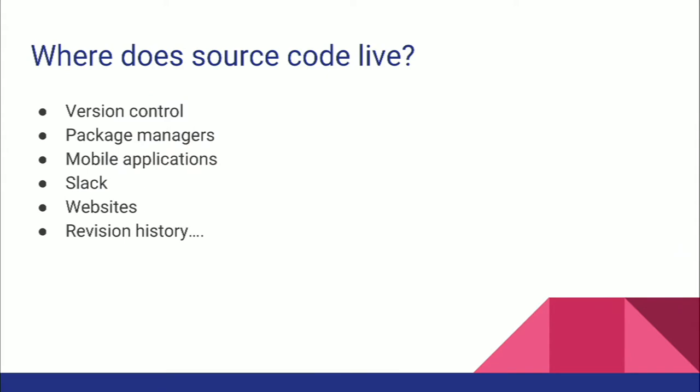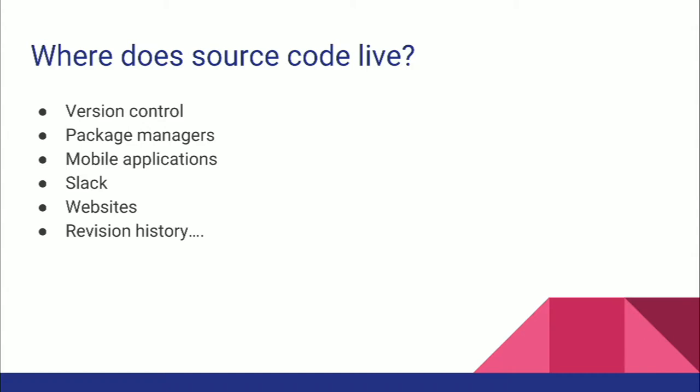So at a high level, when we think about where source code lives, there's an obvious answer to that. It lives in version control. But when you stop to think about it a little further, our source code actually lives a lot of other places. So for example, package managers contain source code, and package managers and version control can be out of sync with one another. So what's published to your internal or external NPM, PyPI, take your pick, may not necessarily reflect what's in GitHub. Mobile applications.